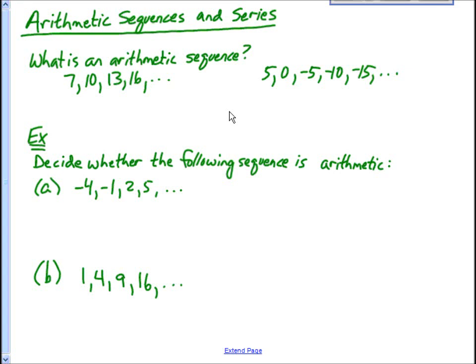Welcome back, you guys, to your favorite intermediate algebra course. Let's take a look here today at arithmetic sequences and series. So if you look at this first question I have here, what is an arithmetic sequence?